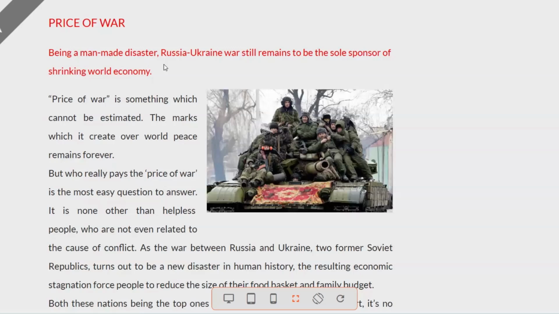By reading this sentence, the readers will easily understand what is there in the article. This headline, which I had shown here, should be attractive. It should catch the attention of the readers, and the byline should give a small gist of the content of the article to the readers. Here you could see a small byline which I had given: "Being a man-made disaster, Russia and Ukraine war still remains to be the sole sponsor of shrinking world economy." A small byline. It gives a small gist of the content which I am going to write now.